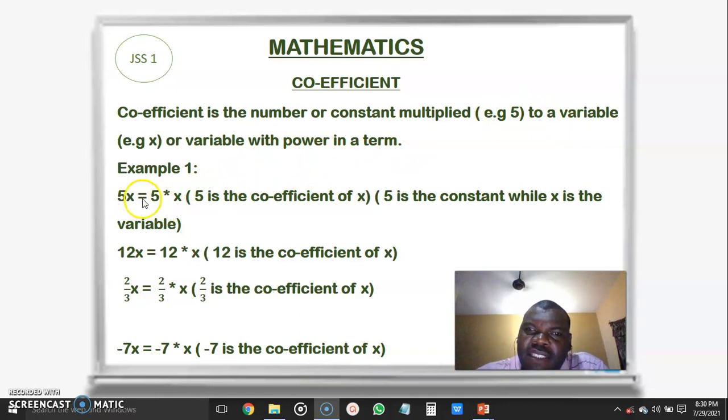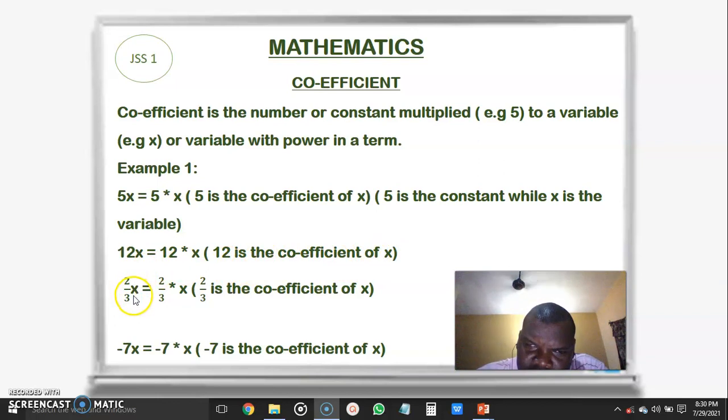For example, 5x. 5x means 5 times x. 5 is the coefficient of x because 5 is the constant while x is the variable. 12x is 12 times x, and 12 is the coefficient of x because 12 is the constant and x is the variable. 12 times x is equal to 12x. 12 is the constant and 12 is the coefficient of x.